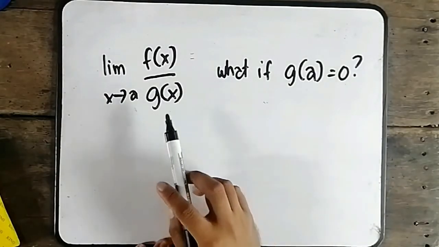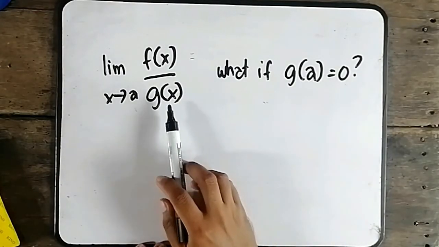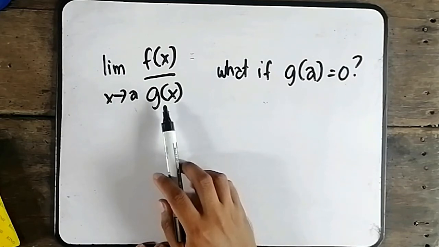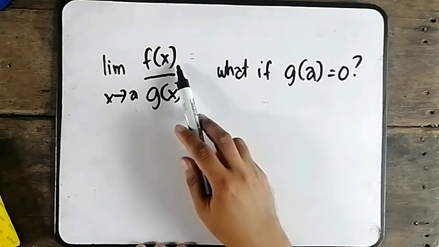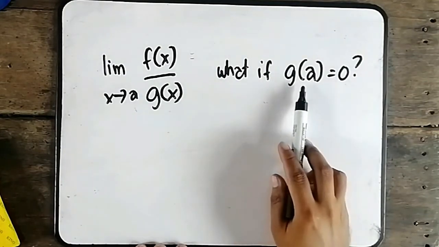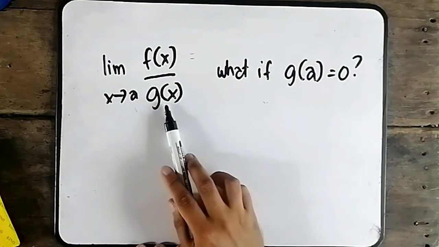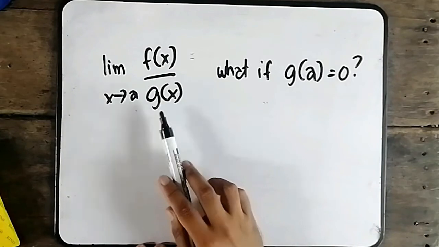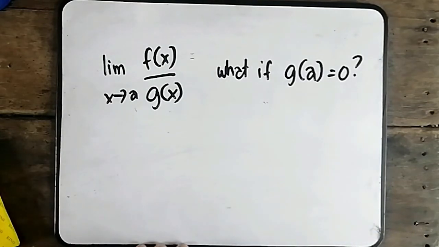Now, kung meron tayong limit ng isang rational expression, tapos polynomial yung nasa taas at polynomial yung nasa baba, pero yung g of a natin is equal to 0, meaning magzi-zero yung denominator. So, paano natin ngayon kukunin yung limit niyan? So, i-discuss natin yan sa susunod nating lesson.